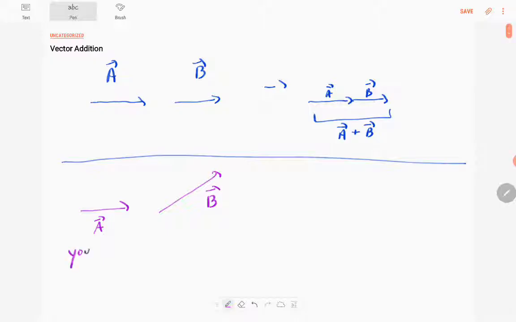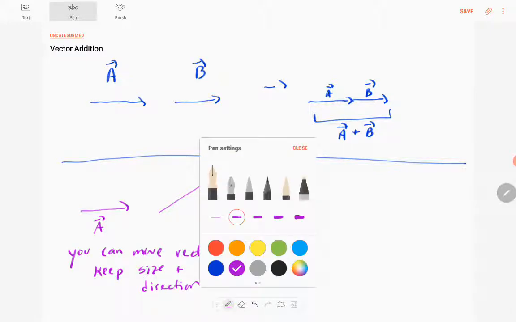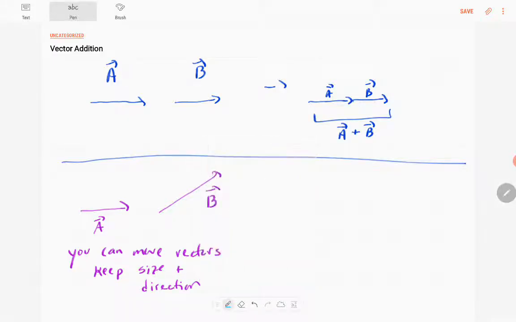You can move vectors, but you have to keep the size. So here we have to keep this length the same and the direction the same. So you can move these vectors around because they're just floating in space right here. So it doesn't matter where they are on the page as long as they have the same length and the same direction. And when you add them together, we like to use this method called the head to tail method of vector addition.